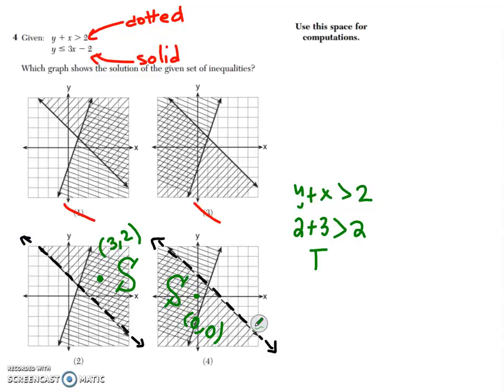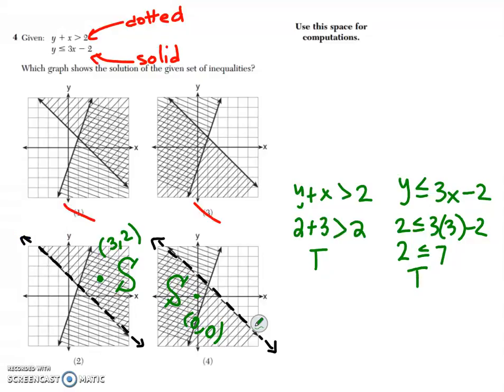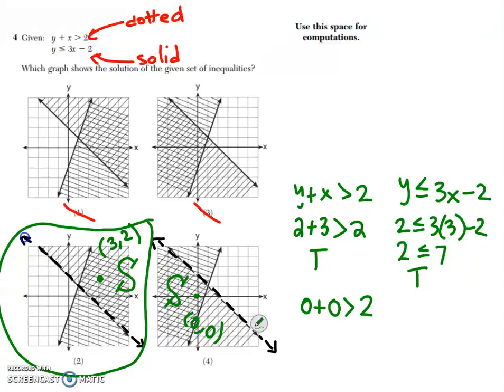That's true. If I pick the point (3, 2), and I use the other inequality and substitute in, 2 is less than or equal to 3 times 3 minus 2. 2 is less than or equal to 7. That's also true. So choice 2 has to be the answer. If you substituted in (0, 0), you would see in the first inequality right away that 0 is not greater than 2. Take a second, make sure you have all these notes, pause the video if you need to.